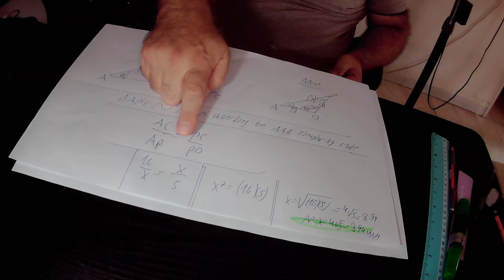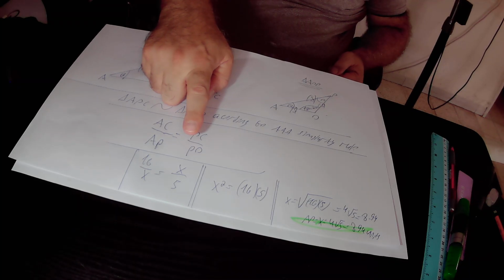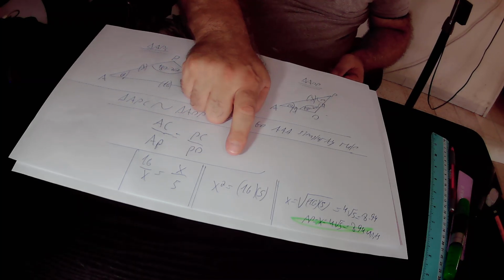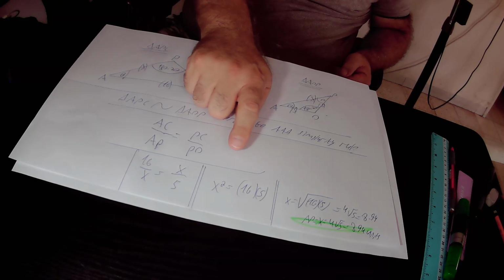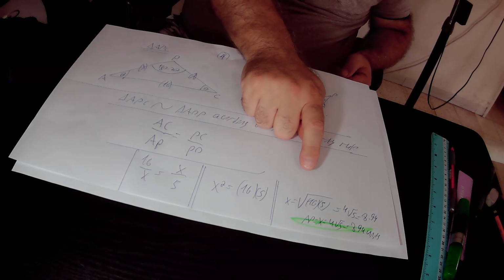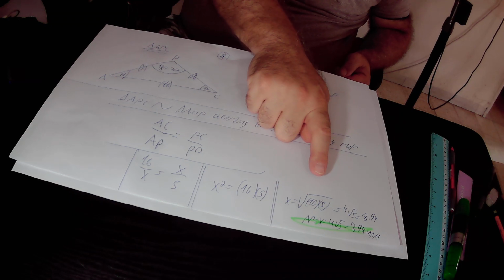Here we cross multiply this equation, and find that x times x, which is x squared, equals 16 times 5. Here we take the root of this equation, and find that x equals the square root of 16 times 5. The square root of 16 is 4, so inside the root we are left only with 5. So in total, x equals 4 times the square root of 5 units in length.